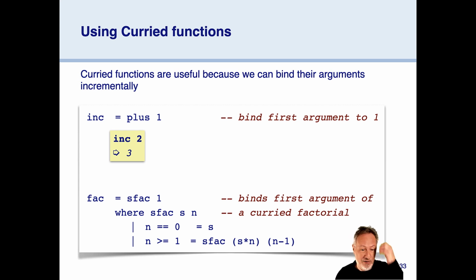Now, sfac, recall, took 2 arguments, but sfac was defined as a curried function. So now we can simply say fac is equal to sfac of 1. And we can define it locally using a where clause. So fac is equal to sfac of 1, where sfac of s n is blah, blah, blah.